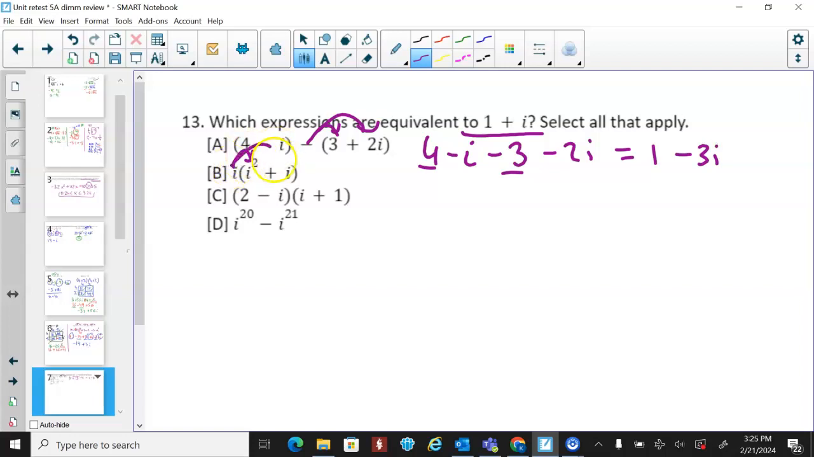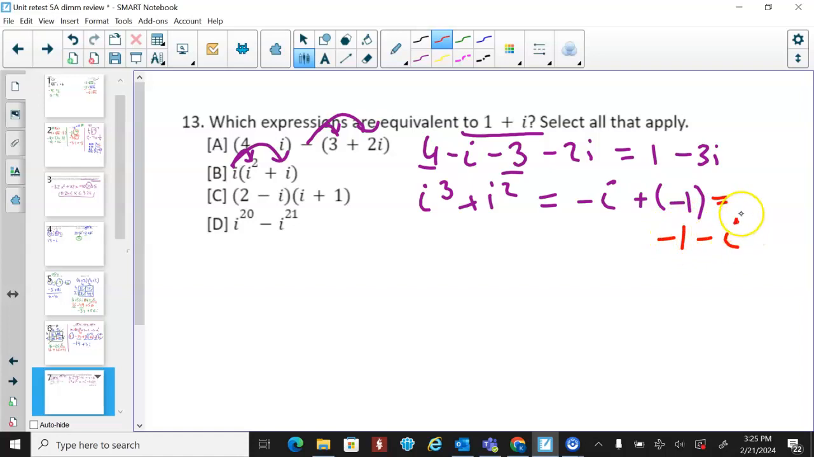B, you're going to distribute the i. You're going to get i cubed plus i squared. Remember that i cubed is represented by negative i, and i squared is represented by negative 1, okay? Now, you're adding the negative, so to put it in the correct form, this is going to be negative 1 minus i, which is also not equivalent to 1 plus i.